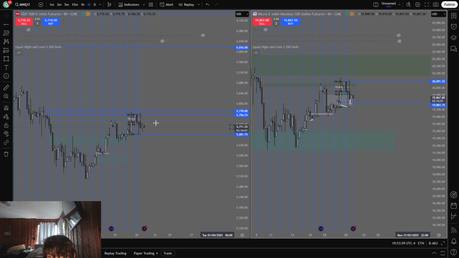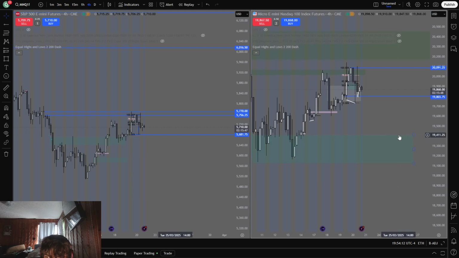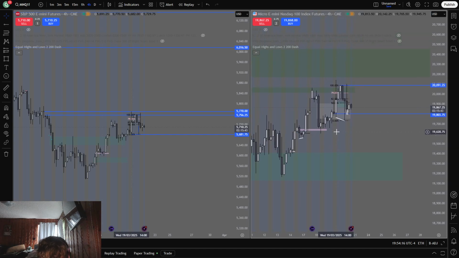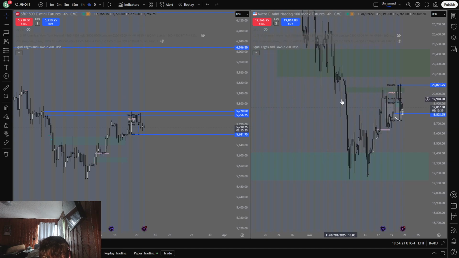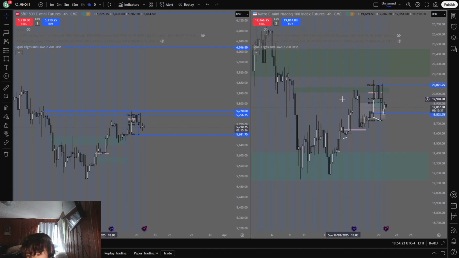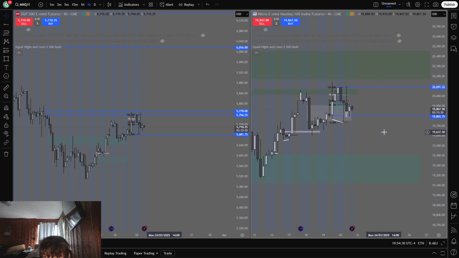We have displacement through a Ferrari gap right here, creating an inverse one. We're respecting that. We're respecting this one down here. Look at the bodies, not the candles. Look at the bodies, because it's on the daily, so we're really just primarily looking at the bodies. We're respecting here. We displace through. We come up, take the high, right? So we have displacement lower, which was pretty concerning.